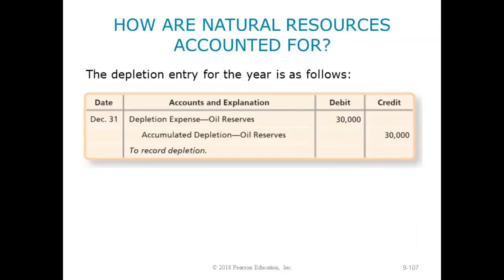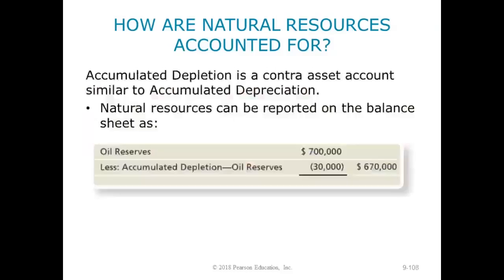With the depletion entry, we can book it as either depreciation expense, or in this case, depletion expense of the oil reserves: debit depletion expense of $30,000, and credit accumulated depletion of the oil reserves of $30,000. And this is the method that we're actually going to be using when we're accounting for natural resources. The accumulated depletion is another contra asset account, very, very similar to accumulated depreciation.